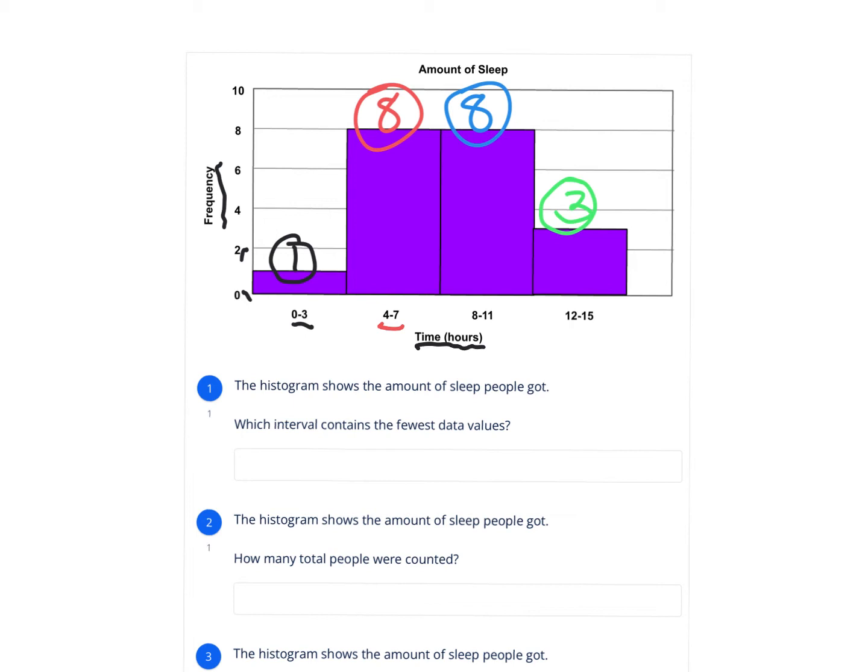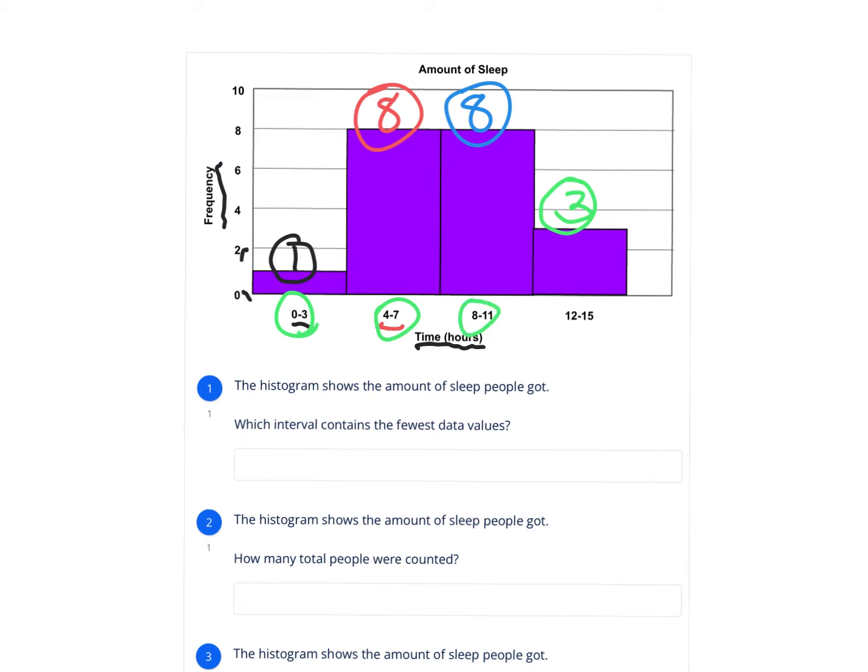I can say which one happened the least times. Well, that would be this one, 0 to 3. Okay, if I asked you which ones happened the most times, well, it would be a tie because these two, this one and this one, both happened 8 times.